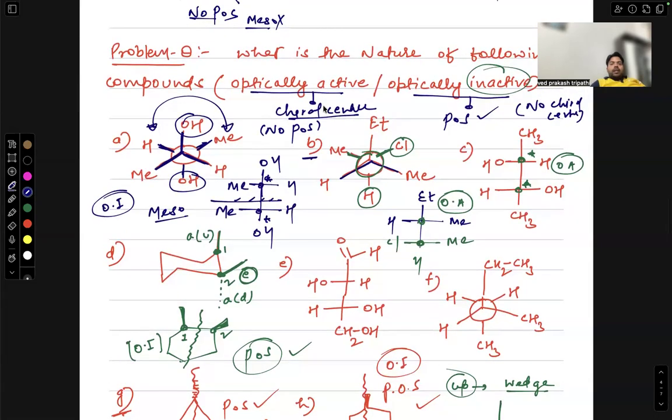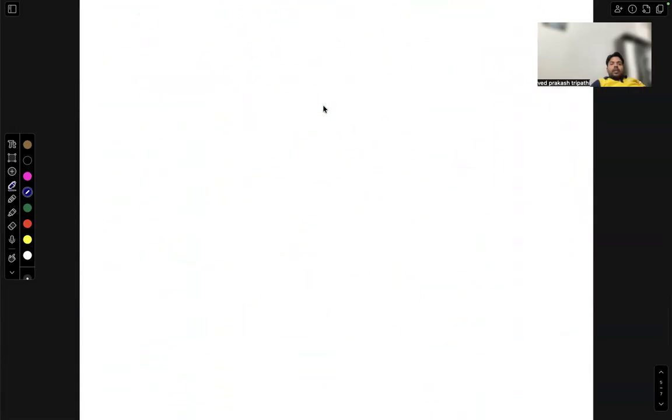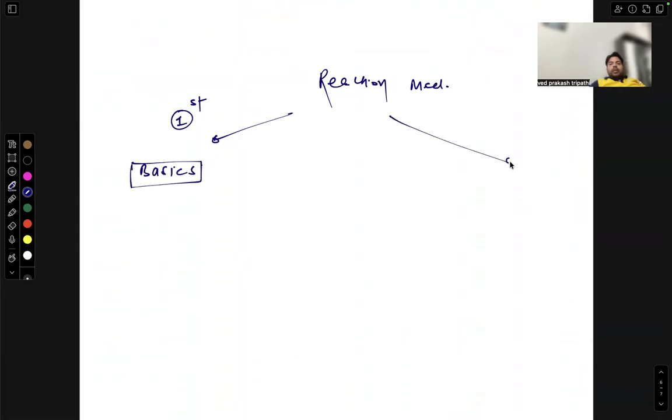And my next target would be reaction mechanism. And I would like to break down the reaction mechanism into two parts. The first part would be the basics, because without basics, it's very hard to explain reaction mechanism. And the next part would be advanced.